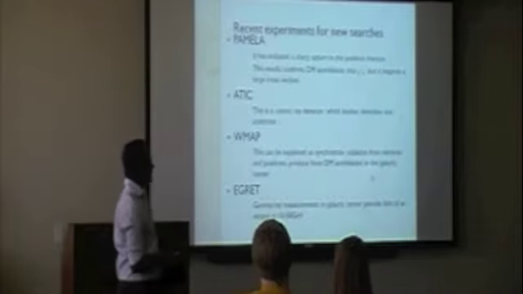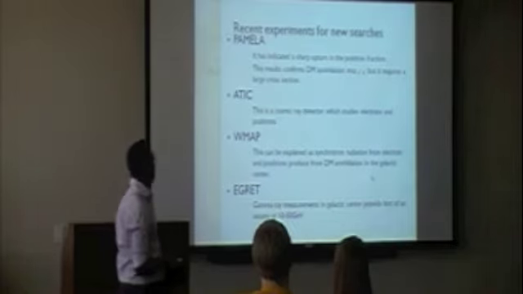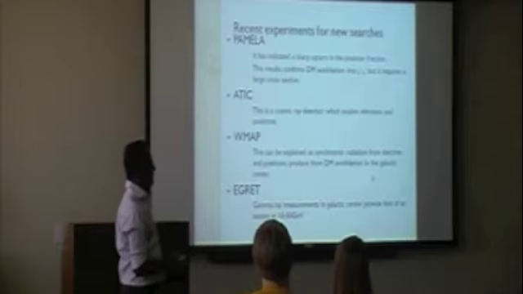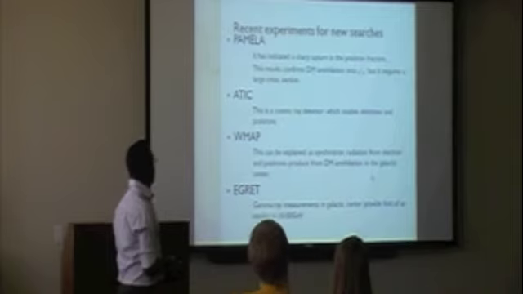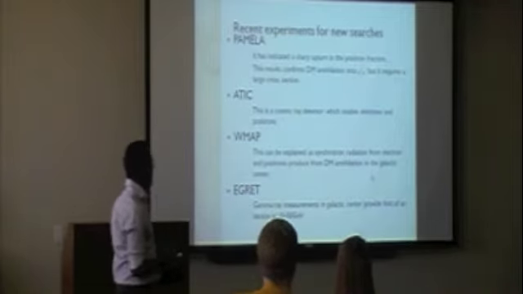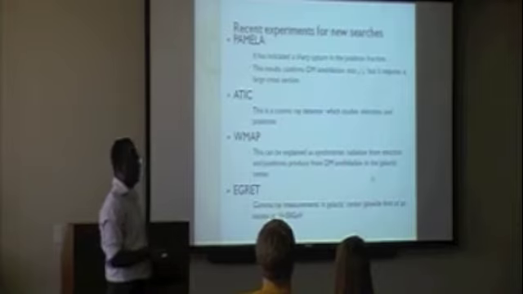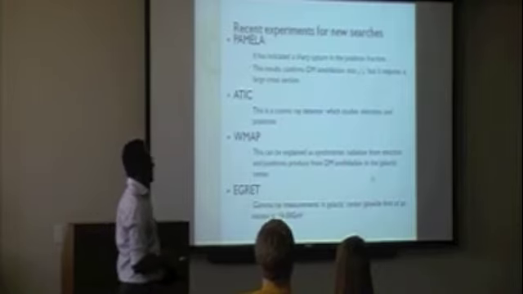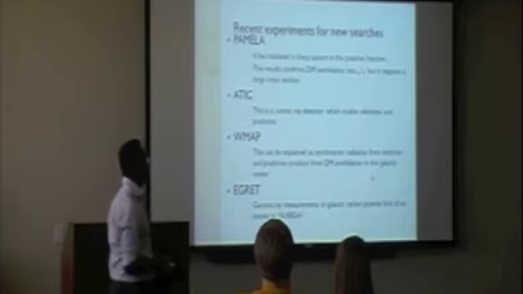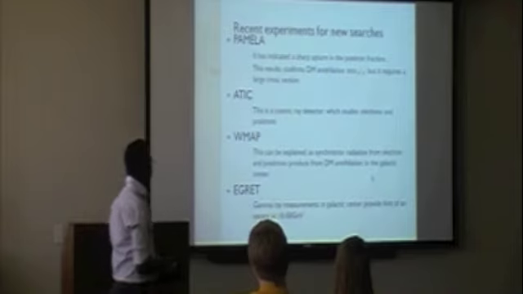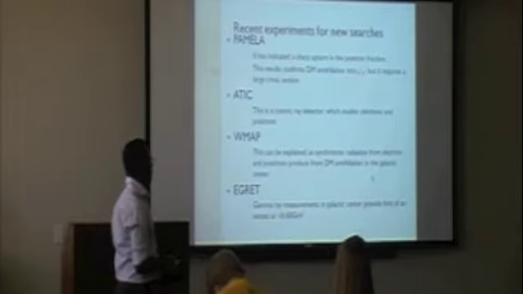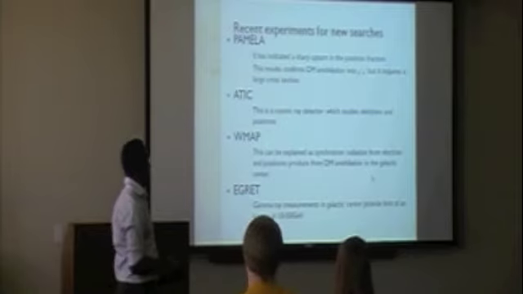Now I am going to explain some experiments used in the dark matter search. The first one is PAMELA. In this experiment, data indicate a sharp increment of the positron fraction. This result confirms dark matter annihilation into positrons and electrons. In this case, it requires a large cross section. The AMS experiment is also a cosmic ray detector, and it can also study electrons and positrons.